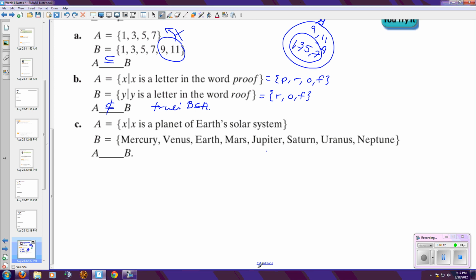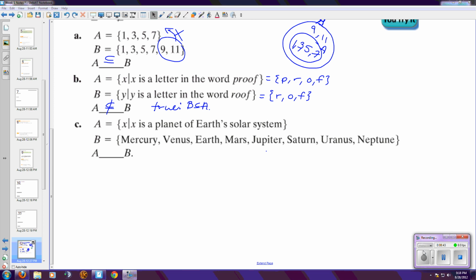So for our final example with subsets, we have A is the set of x such that x is a planet of Earth's solar system, and then we're given B: Mercury, Venus, Earth, Mars, Jupiter, Saturn, Uranus, and Neptune. So let's see here. Would this be a subset, or would it not be a subset? Well, does B contain every one of our planets? So with this, in this case, it is true.